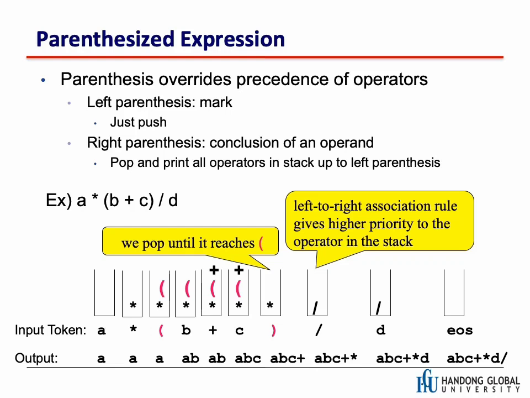So when we meet A, we just print it out, perfect. Next, star. This is the first operator, so we just push. Next, we have a left parenthesis. No hesitation, just push the left parenthesis. And then we meet the B. B is an operand, so just print it out, no worry.